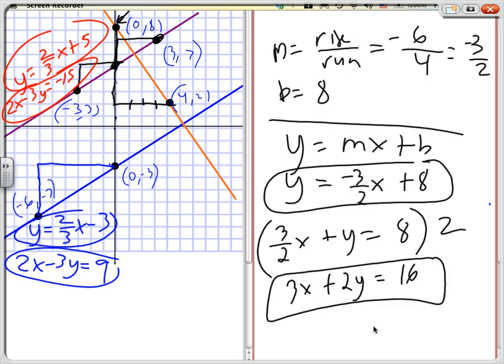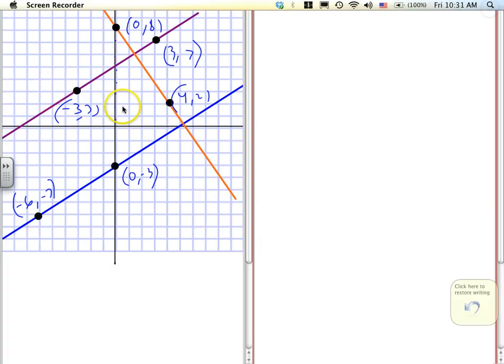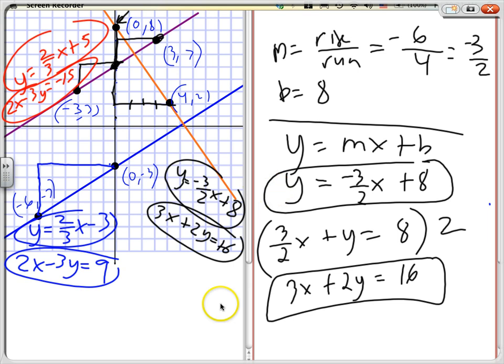So I'm going to take that and write it over here. Y equals negative 3/2 x plus 8 is our slope intercept form, and we have 3x plus 2y equals 16 as our standard form. Now let's go ahead and analyze this for a moment. Go ahead and copy that down first. Okay, you done for that part?